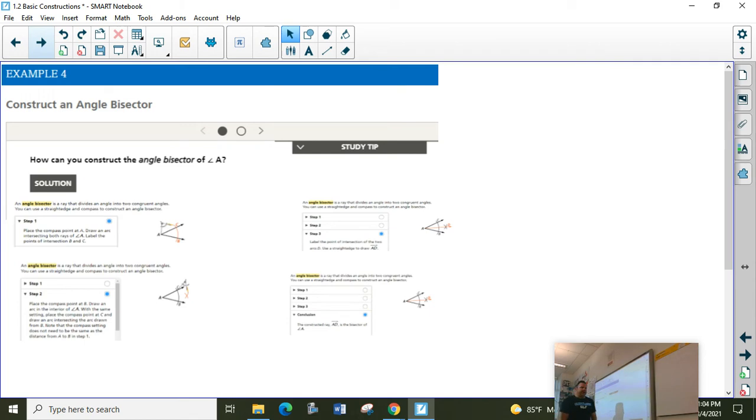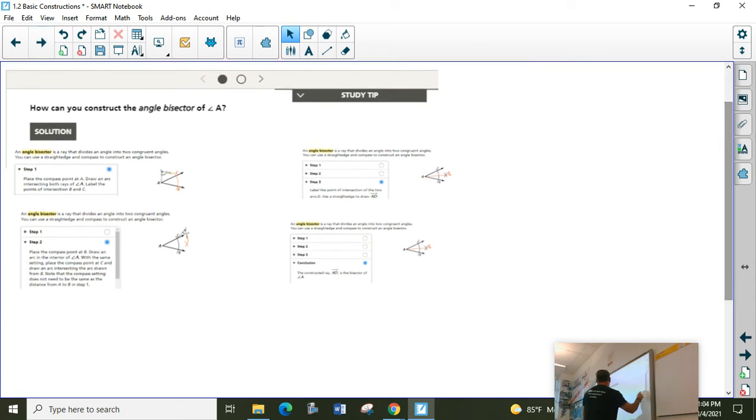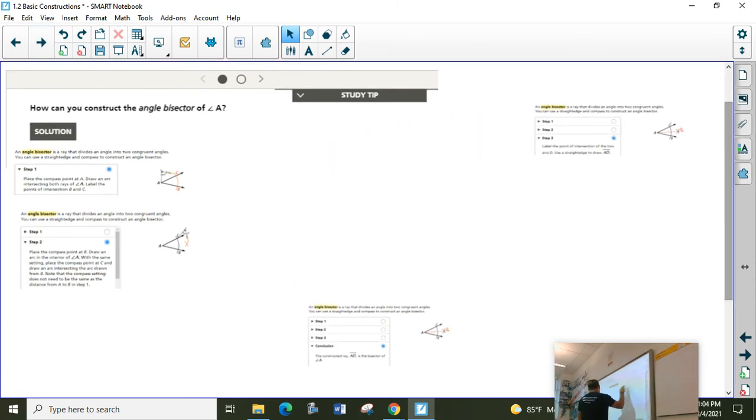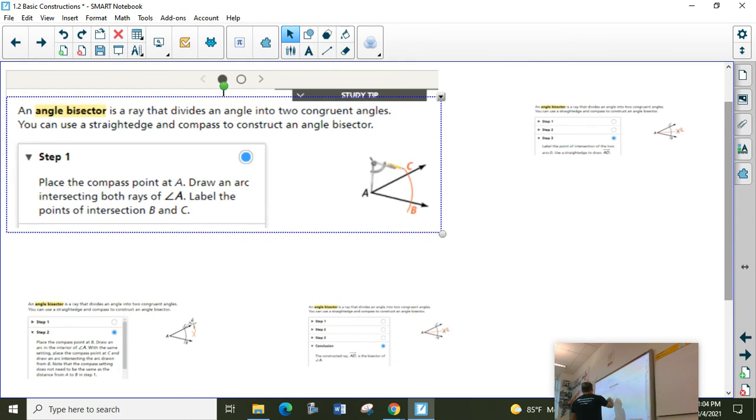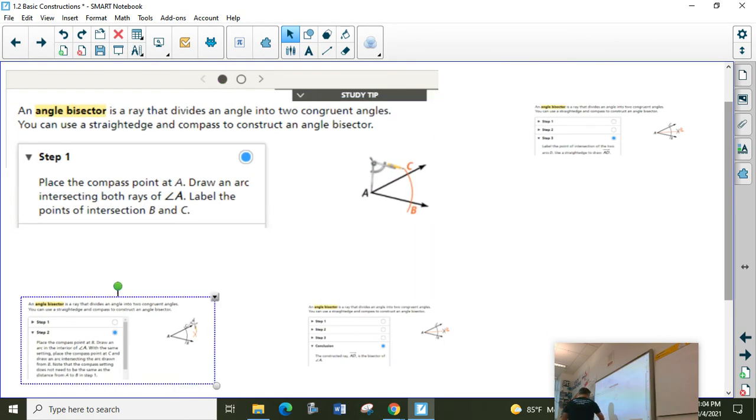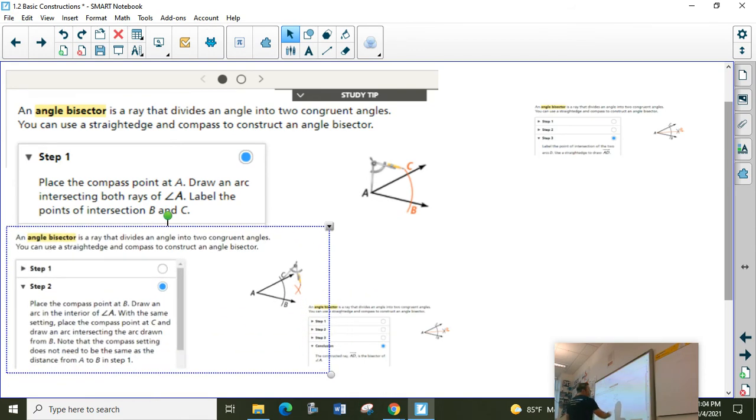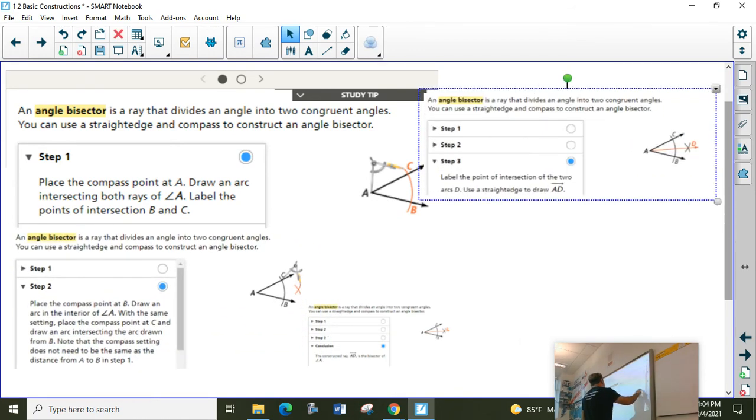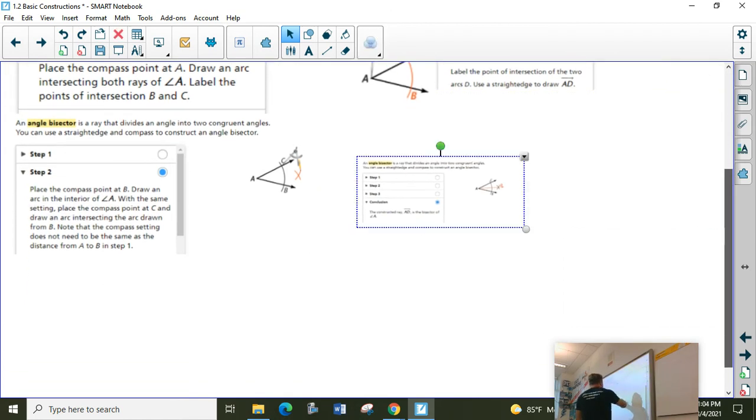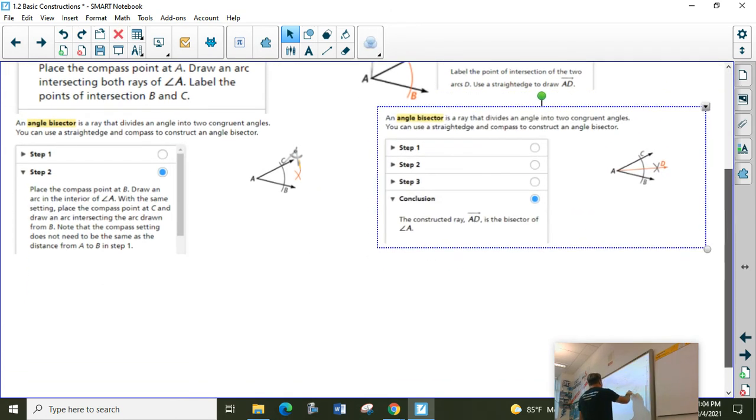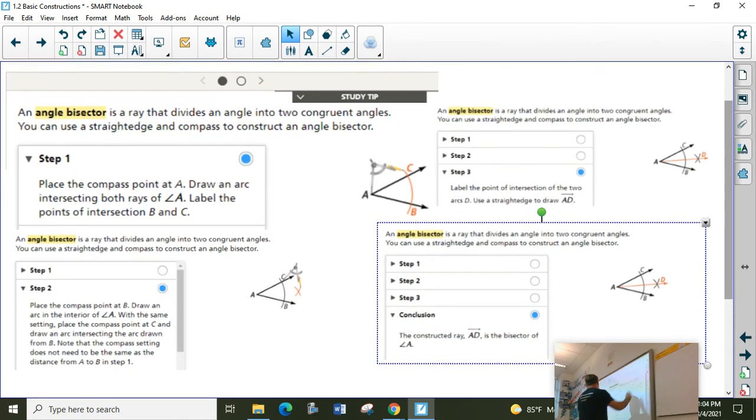Okay, angle bisector. What's an angle bisector? It's cutting an angle in half. Here's step one. Here is step two. Here is step three. And here is step four, or the conclusion. Pause the video, write them down.